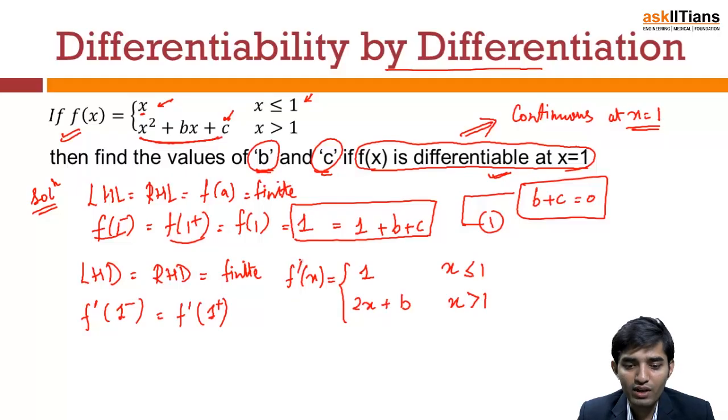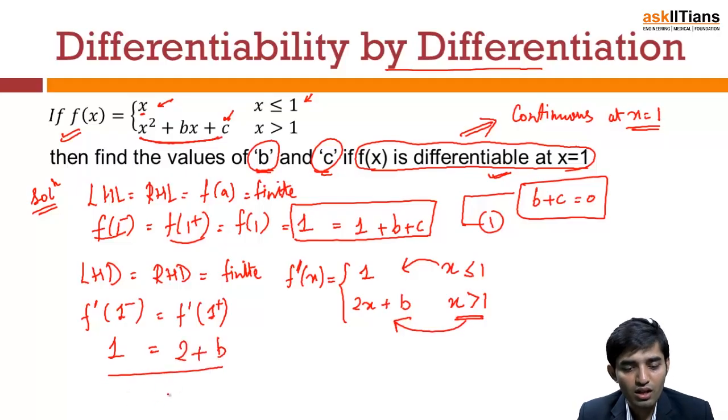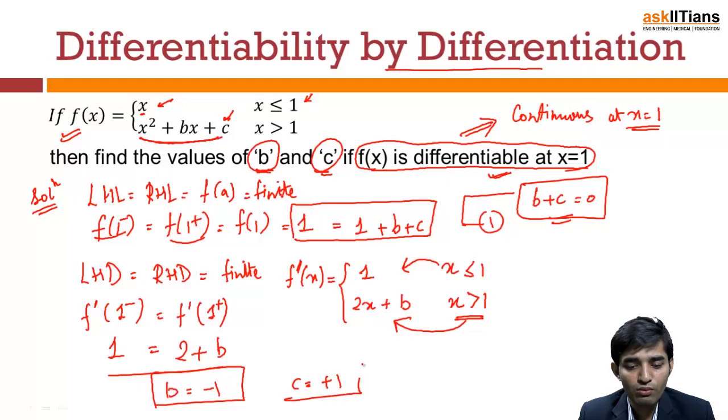Now what will be f dash 1 minus? I will put x equal to 1 in this. So f dash 1 minus is 1. And what will be f dash 1 plus? Now for 1 plus I will put x equal to 1 in this definition. So this will be 2 plus b. So from here if I solve this equation, I will get b equal to 1 minus 2, which is equal to minus 1. So if b is equal to minus 1 from equation 1, what will be c? C will be equal to plus 1.